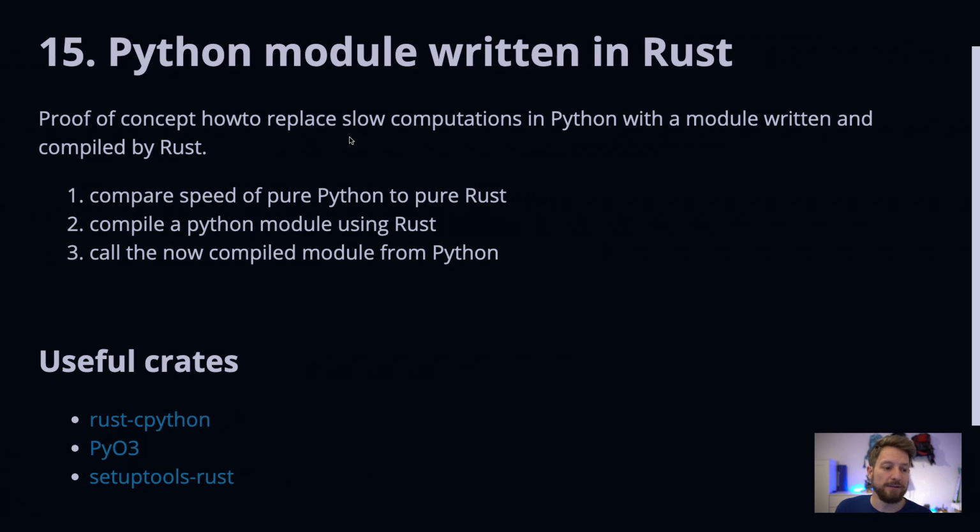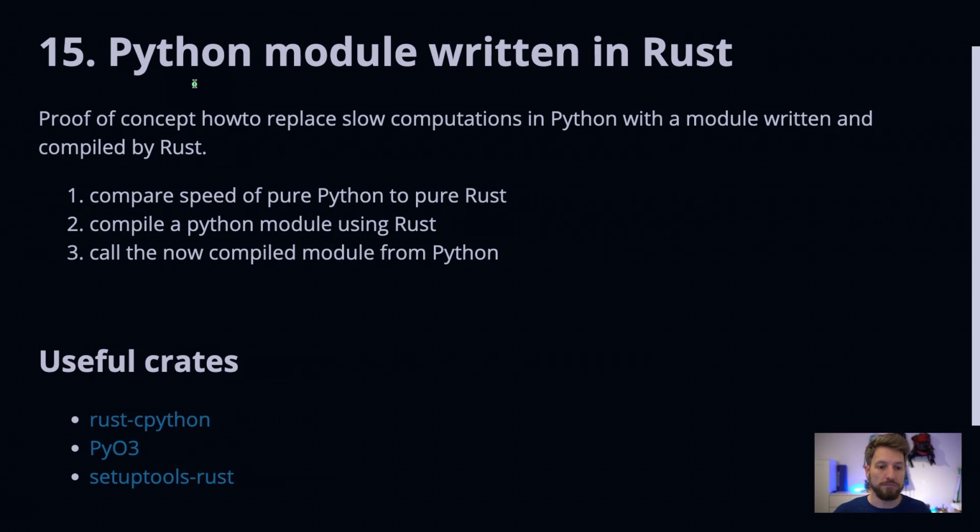The useful crates for this endeavor are Rust CPython, PyO3 or PyOxidizer, and setuptools-rust. And the last one will help you to package this up nicely for your end users. So if you are writing a high performance library or anything that you've already written in Rust, but you want to make it accessible to Python users, this will help you greatly.